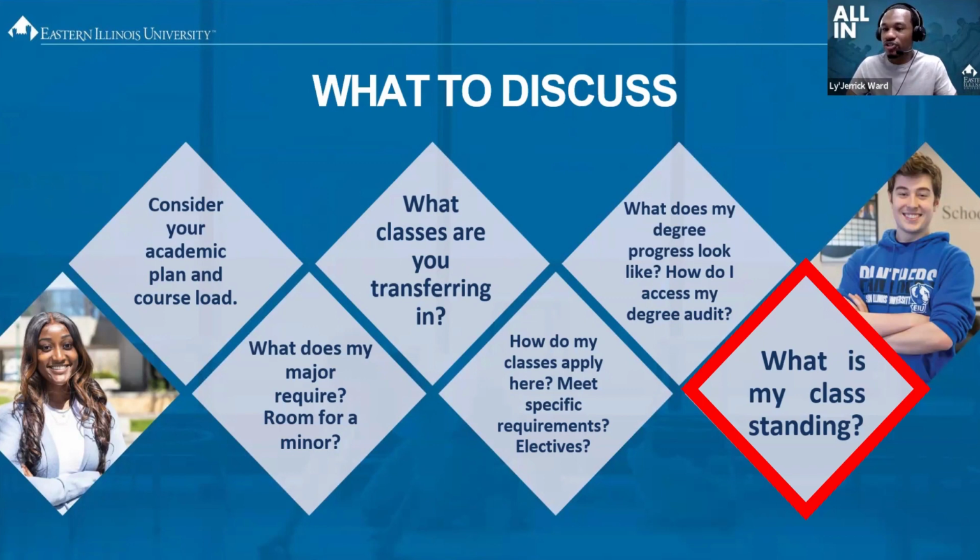And then finally, what is your academic class standing? Are you a sophomore, junior? What does it take to be at that certain class standing? Those are some things that we'll address in our appointment. And of course, if you have more questions that aren't on this slide here, feel free to come with those.